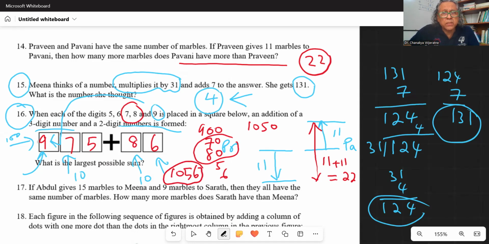And that is the largest possible sum, 1056, right? Okay, hope you got it. And if you didn't get it, you can revisit, you can rewind the video and watch it.